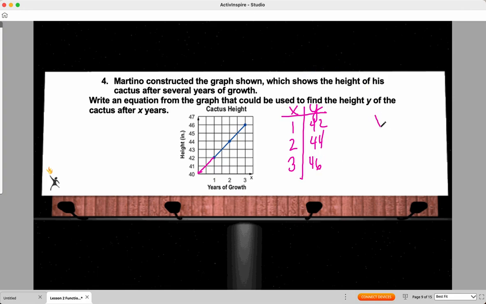We know y is the answer. I can't just go 1 times 42. That doesn't work. So I've got 2 steps here. The way to make this work, like I was telling you in the last equation, is to extend your line back to 0. That's the thing about a linear equation: it's going to stay the same. So we know that when he received his cactus at 0 years, it was already 40 inches tall. So we're going to say it starts at 40. And how does it change every time? Well, it went 2 bigger, 2 bigger, 2 bigger. So 2x plus 40. That's our equation.